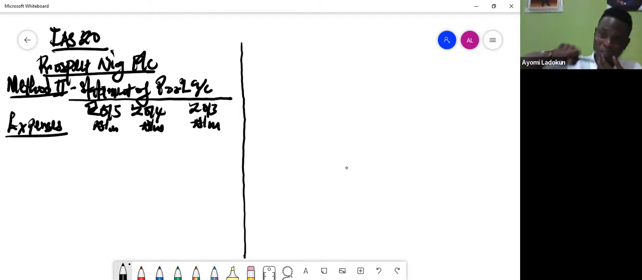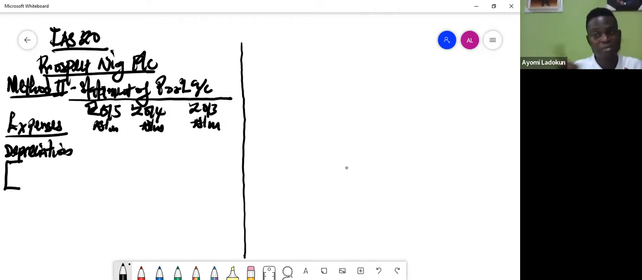We would have deducted it from the cost of the asset. So we now compute our depreciation. How do we do that? Normally, my depreciation will be cost minus residual value over number of years.